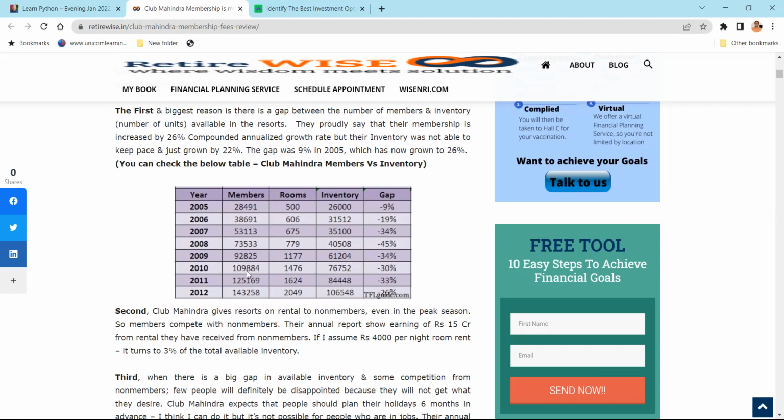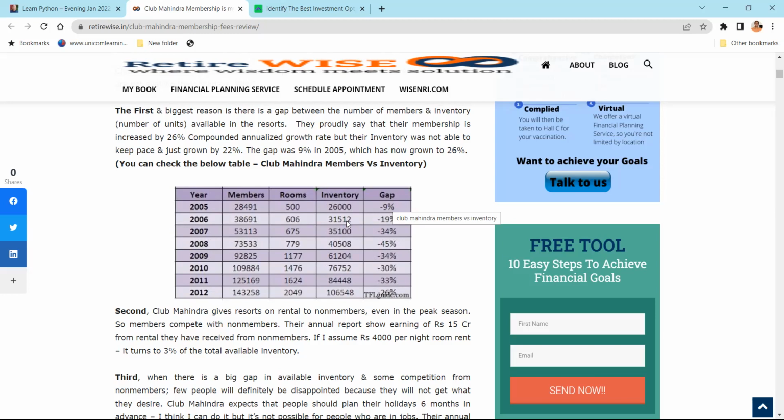Okay, so members have increased. But look at the inventory. Inventory is the number of rooms that they have which are available for rental purpose. So for 28,000 members, they had 26,000 inventory, 9% less than members, which is fine. But you see here in 2011, the difference went down to 33%. That means they have not increased the number of rooms in the same ratio as the number of members.